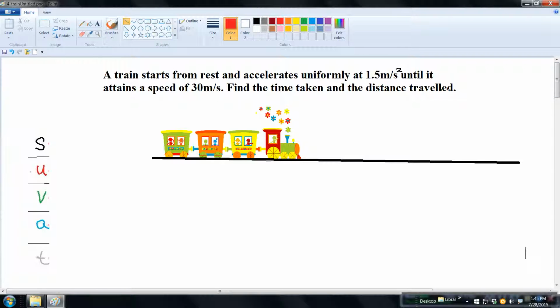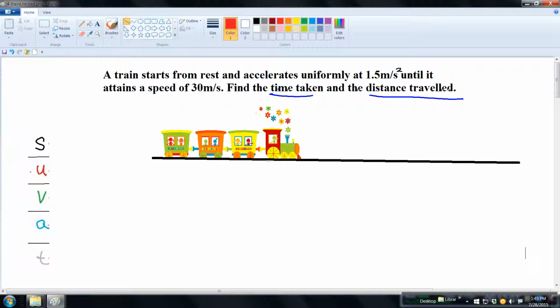It's the same problem. A train starts from rest and accelerates uniformly at 1.5 meters per second squared until it attains a speed of 30 meters per second. We want to find two things. We want to find the time taken and the distance traveled.